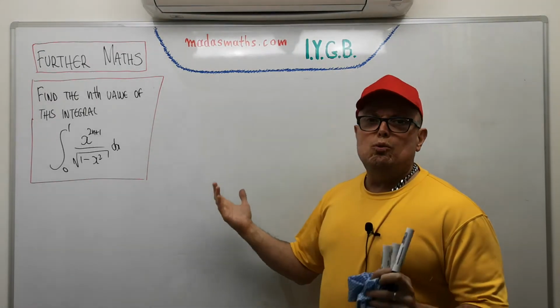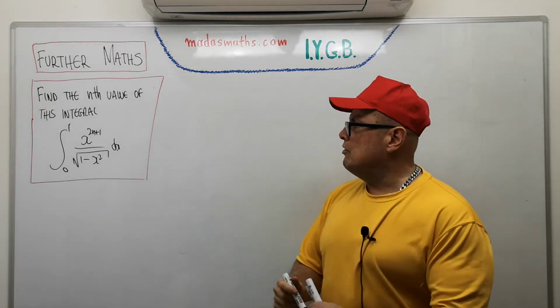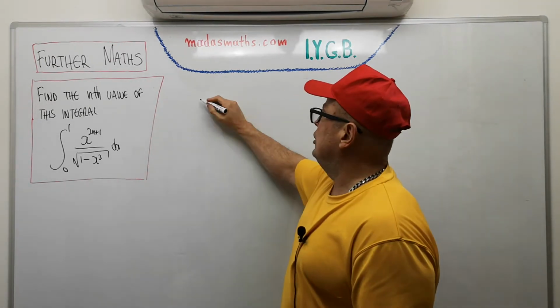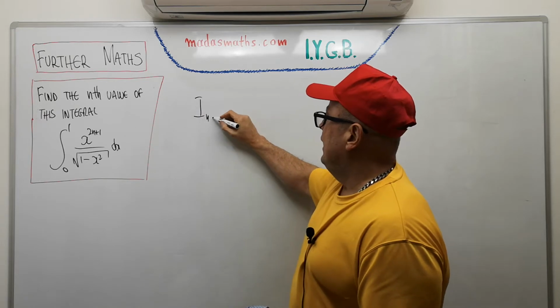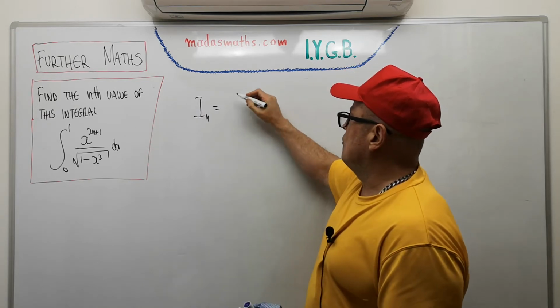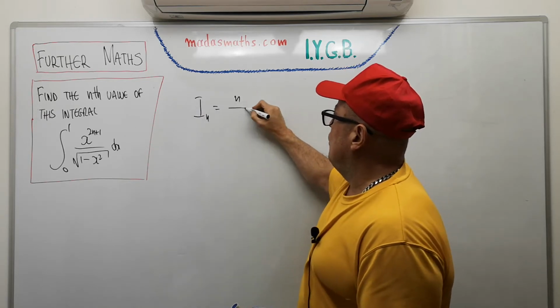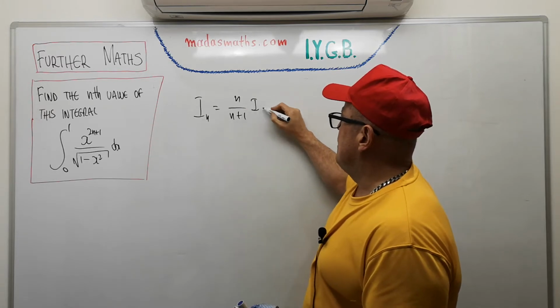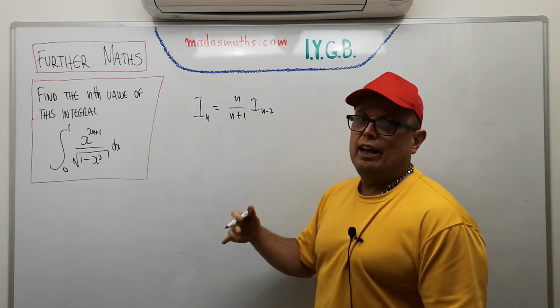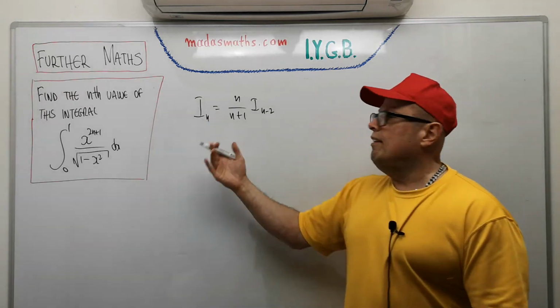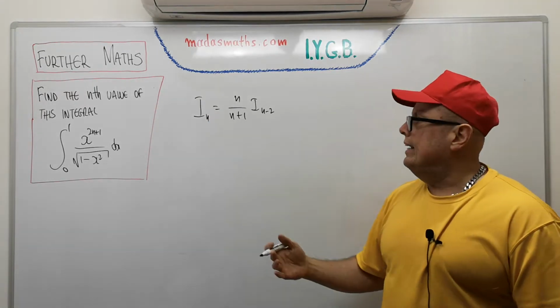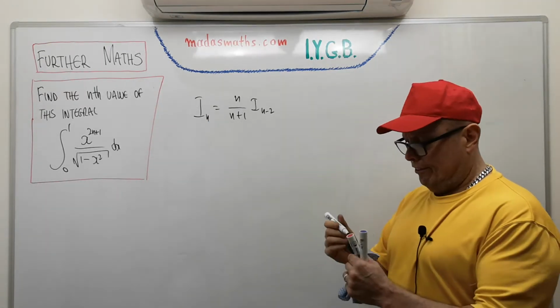They will ask you to do a recurrence formula, so something that looks, for example, like I_n is equal to some kind of function of n, maybe n over n plus 1, I_{n-2}. That's the standard kind of thing that you're likely to see at A level. And then, of course, maybe they'll ask you to do a particular integral, maybe I_4 or something like this.